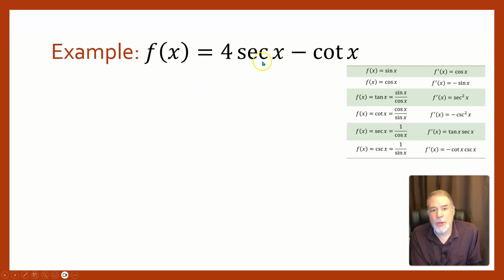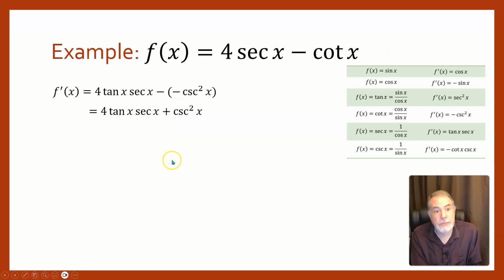And if you don't remember what those derivatives are, I've got them right here on the screen. We can look them up. The derivative of secant x is tangent x times secant x. And the derivative of cotangent x is negative cosecant squared of x. So altogether, f prime of x would be 4 tangent x secant x minus a negative, or plus a positive, cosecant squared x. So that's it. That's all there is to finding that derivative.